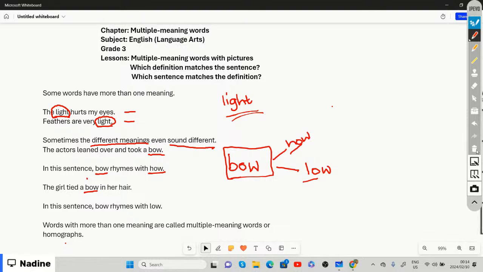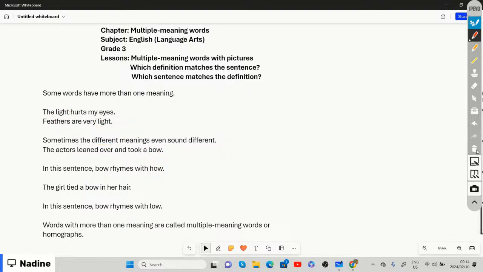And if we look at homophones, right? It's like you were saying, it's almost the same as homophones, because homophones are words that sound the same, but they have different meaning or spelling. They have different spelling also, right? Whereas with homophones, there are words that sound the same, but they're different in meaning or spelling sometimes.